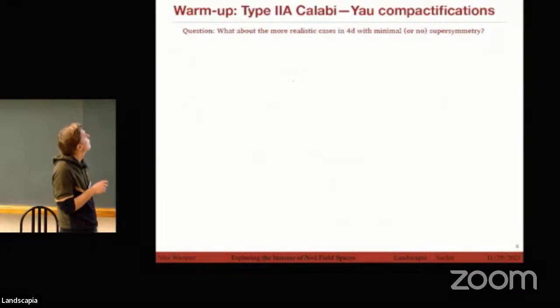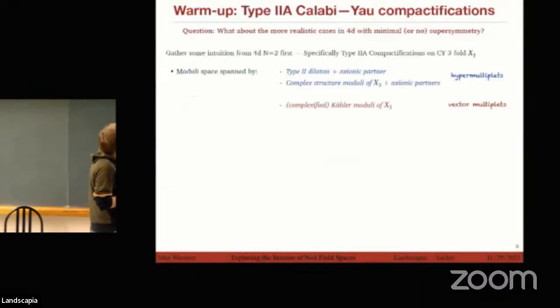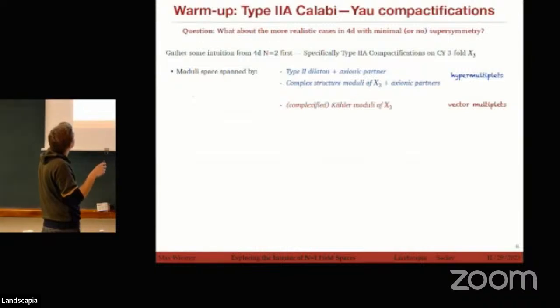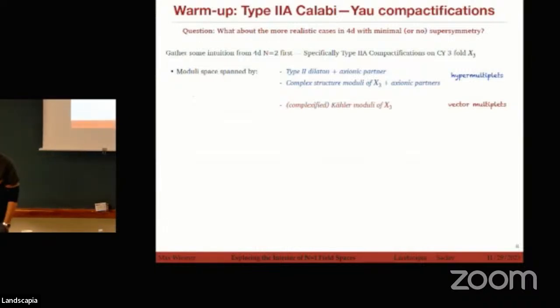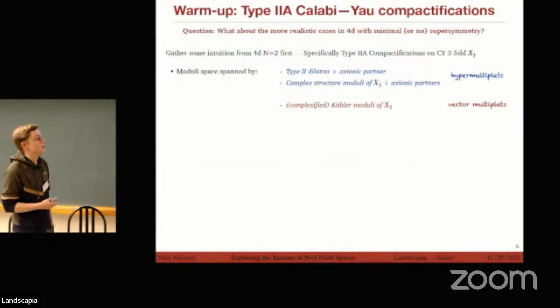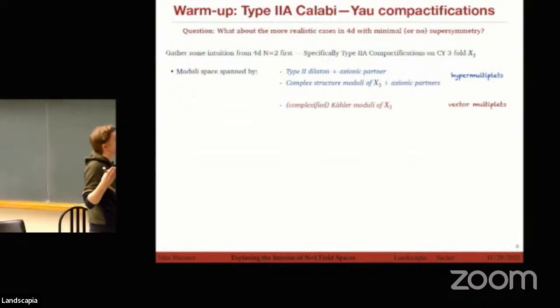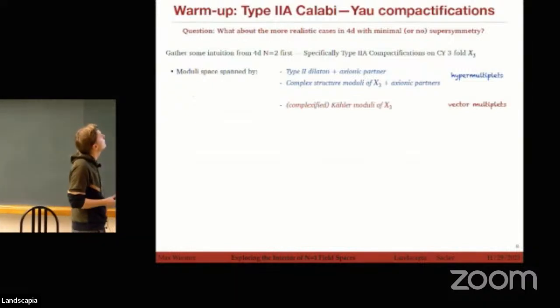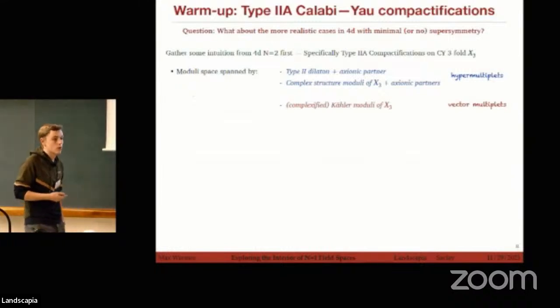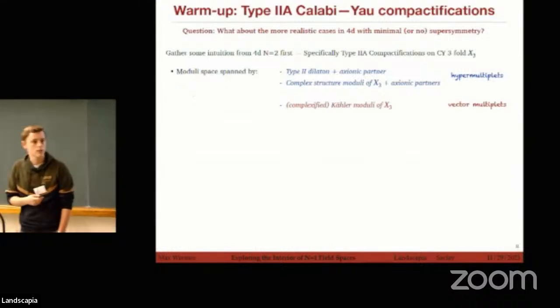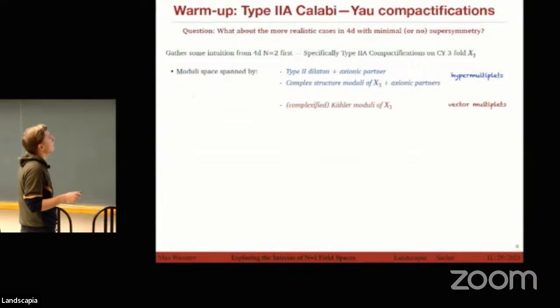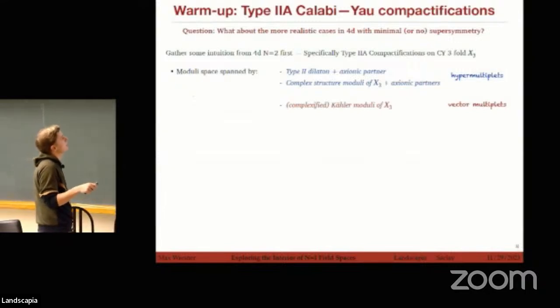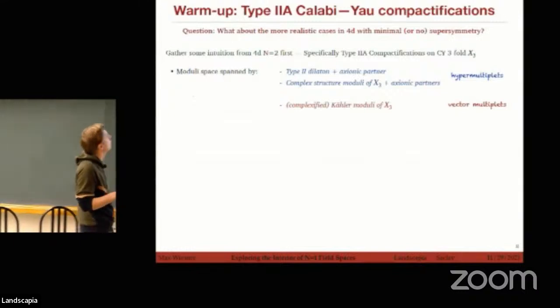But before we go there, let's do some warm-up. What do we actually know in type IIA Calabi-Yau compactifications, theories that still have N=2 supersymmetry? We draw, as was discussed in the discussion session, a lot of our intuition from, for example, the vector multiplet sector of type IIA. So let's first gather some intuition from there, specifically focusing here on type IIA compactification on a Calabi-Yau.